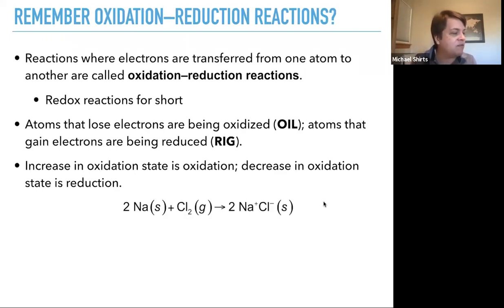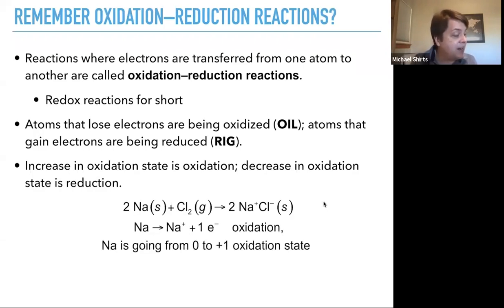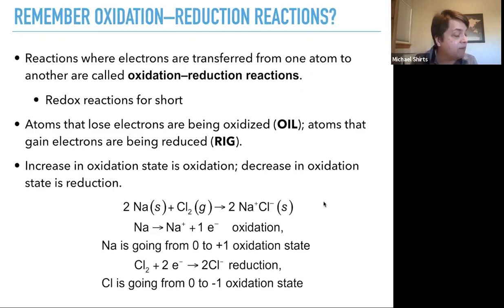A simple redox reaction: sodium metal and chlorine gas can react to produce sodium chloride, where we've put the ion charges in to be clear about what's happening. Sodium goes to a sodium ion plus 1 electron; the sodium is being oxidized. In other words, sodium goes from a 0 oxidation state to a +1 oxidation state, a slight deficiency of electrons. Chlorine in chlorine gas plus 2 electrons goes to 2 chloride ions, so chlorine goes from 0 to the -1 oxidation state. It has a slight surplus of electrons.